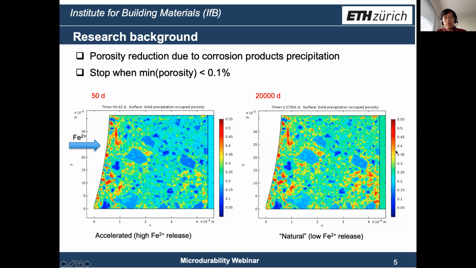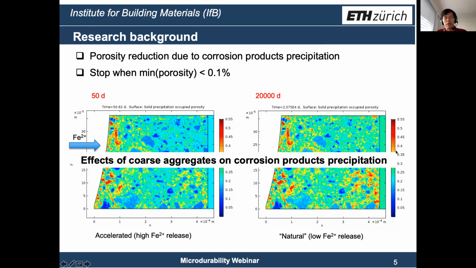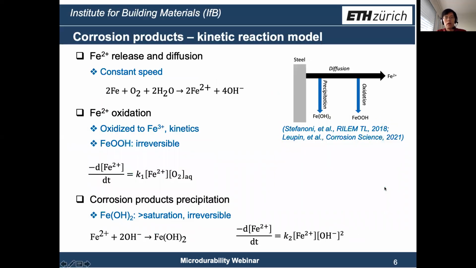Therefore, we further investigate the effect of coarse aggregate on corrosion product transport and precipitation, which is the topic of this presentation. First, let me briefly recall the model we used.